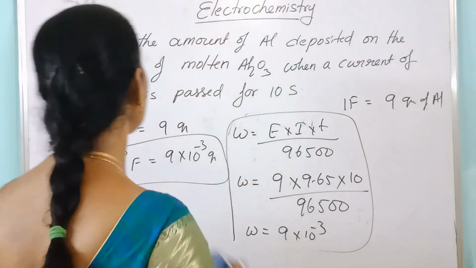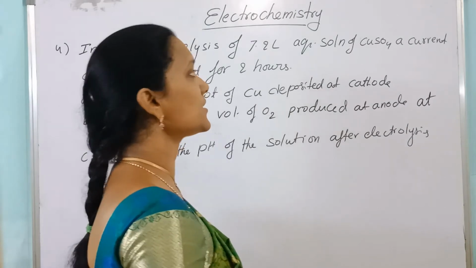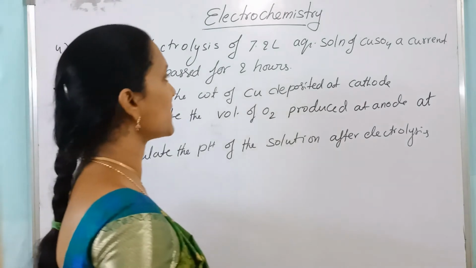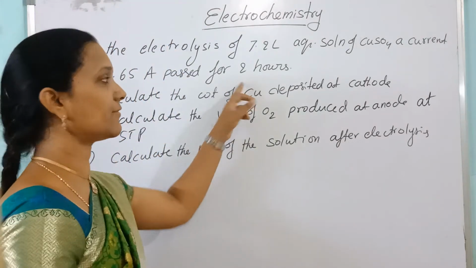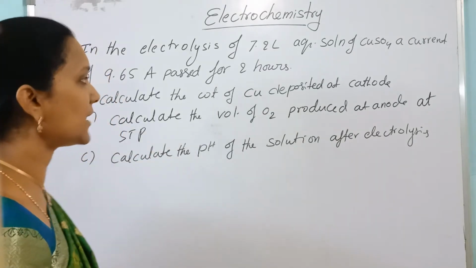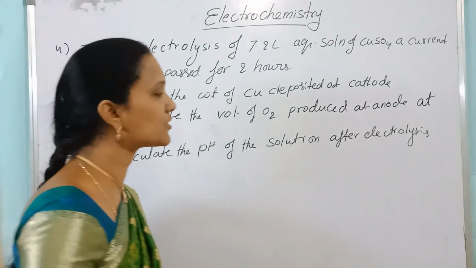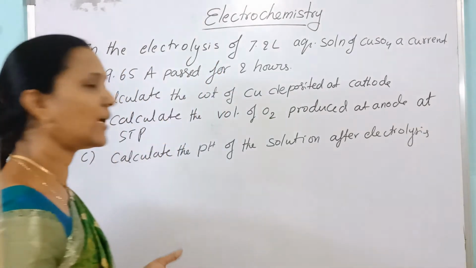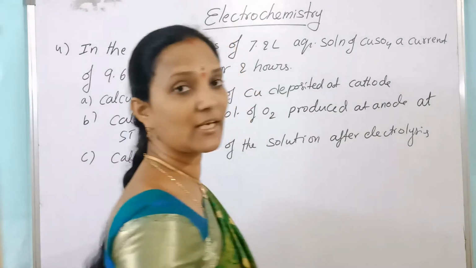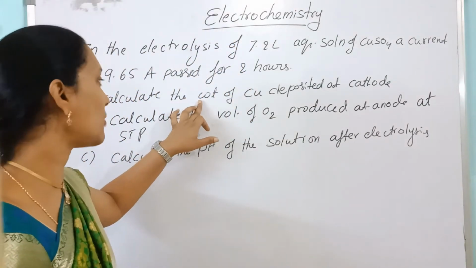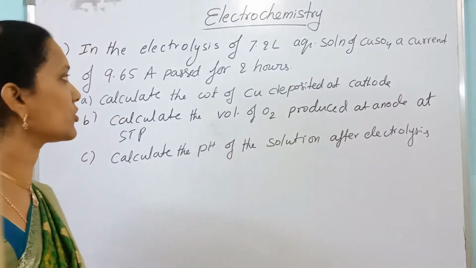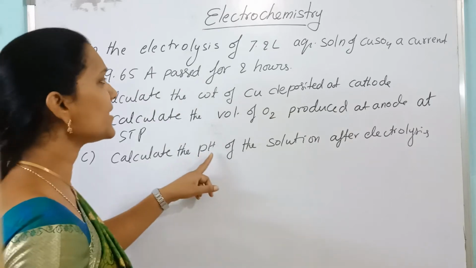So come to the next problem. The electrolysis of 7.2 liters of aqueous solution of copper sulfate. A current of 9.65 amperes is passed for 2 hours. Hours given, we should convert into seconds. Calculate the weight of copper deposited at the cathode, and calculate the volume of oxygen produced at the anode at STP. Anyhow, 22.4 liters, using that only. Calculate the pH of the solution after electrolysis. Now, pH also they are asking.